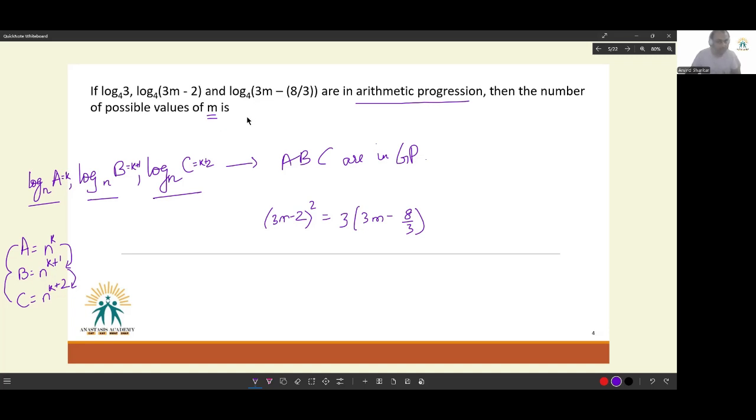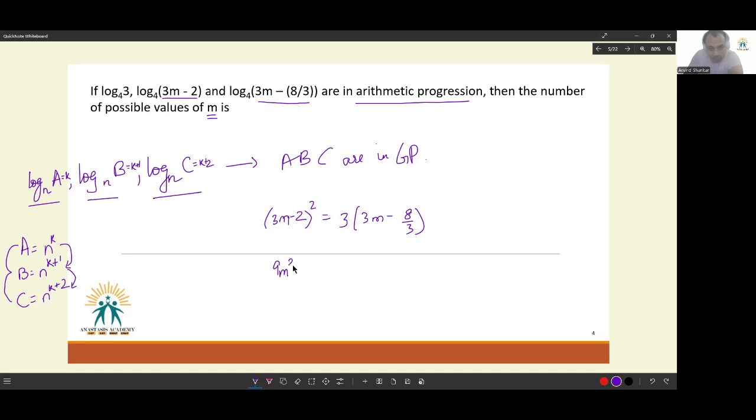Especially in a log-based question, be very, very mindful. We will come up with the two values of m that this quadratic equation gives us, but then we also have to go back and check that 3m minus 2 has to be positive and 3m minus 8 by 3 has to be positive. If they are not positive, then the logarithmic terms will not be defined and that value of m will get rejected. That additional step is still in play that you have to take care of. Let us open it up.